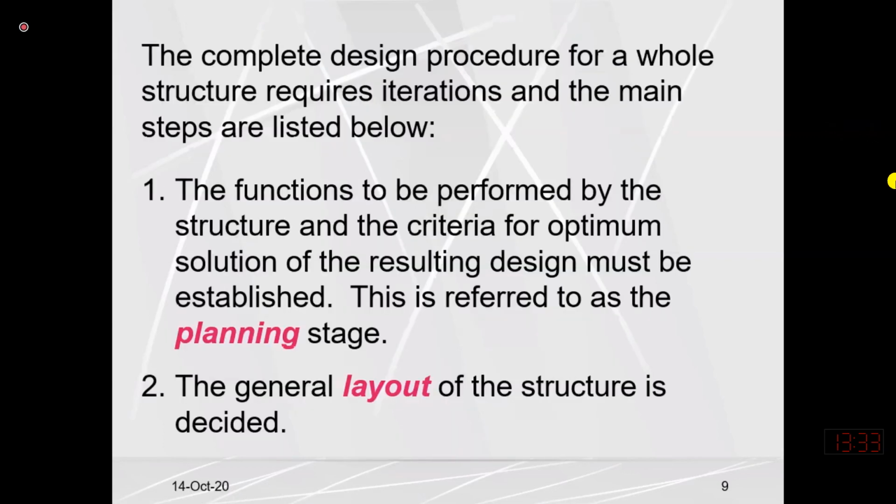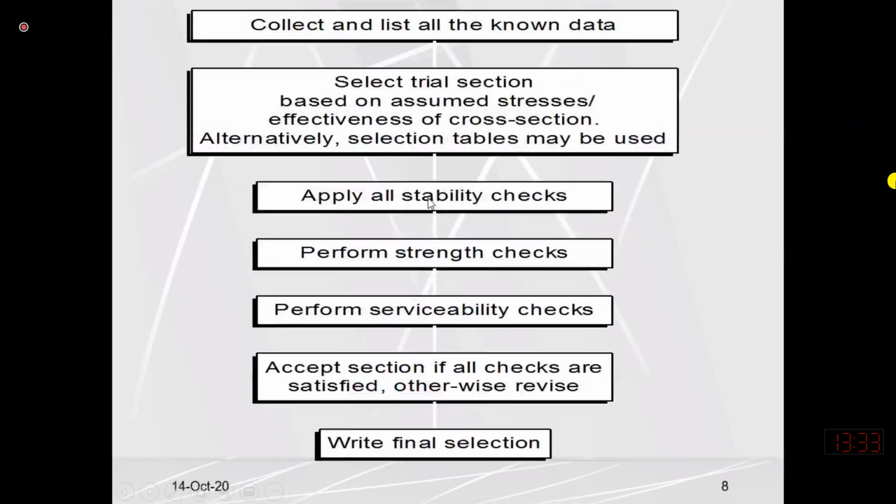The stability check is the buckling check. If all checks are okay, then our section will be the final section and is accepted. If any check fails, then we will reject the section, select a heavier section, and then apply all the checks again, until all the checks are satisfied. And then at the end, we will select the minimum or lightest section which satisfies all the checks.